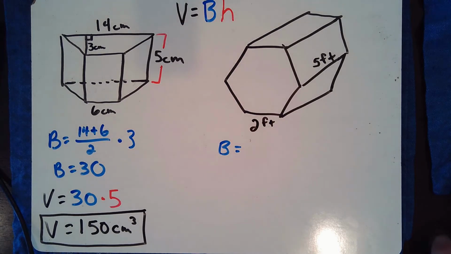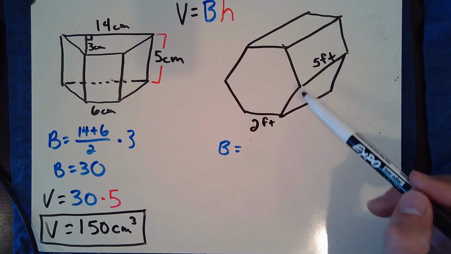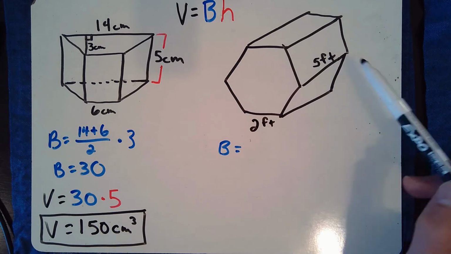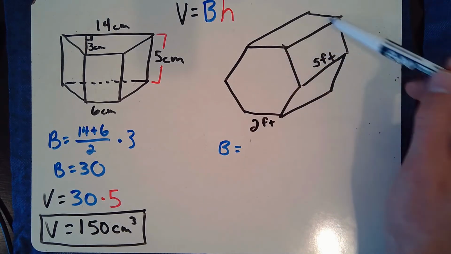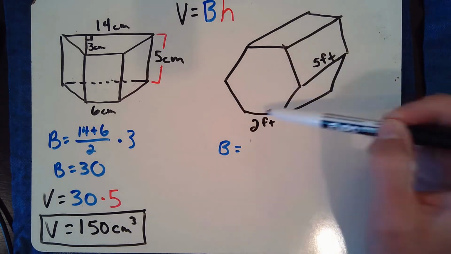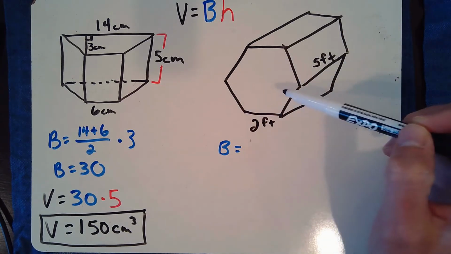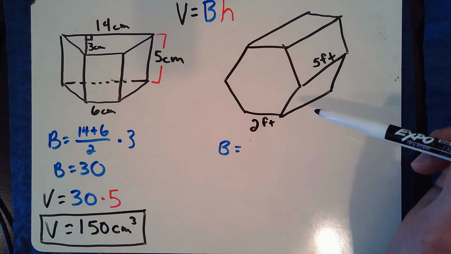Great. Next level. Now we're going to a hexagonal prism. Notice this looks different because the base is actually the front and the back, which is kind of hidden from us. But the hexagon in front represents the base, so that's what I first want to find the area of.